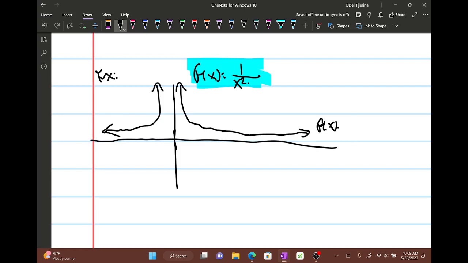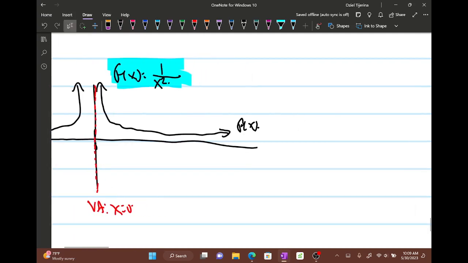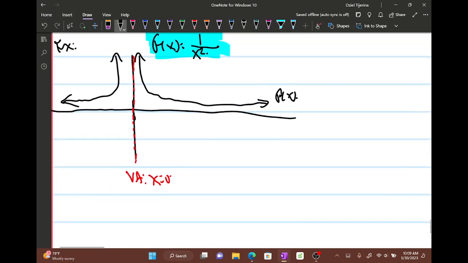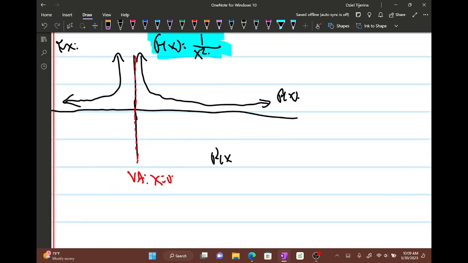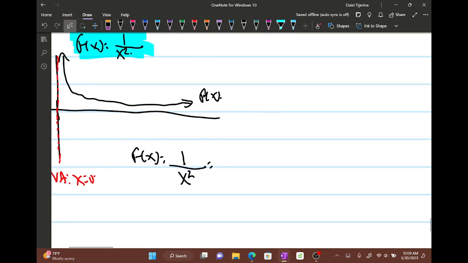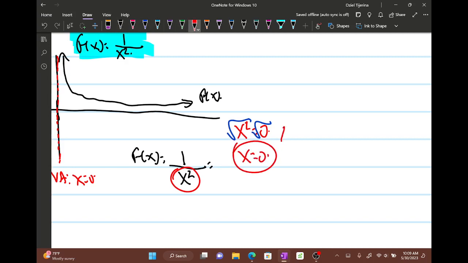Now, obviously, we have a vertical asymptote at x equals 0, because if you remember from algebra, to find the vertical asymptote of this function, we say 1 over x squared, and I'm going to make the denominator equal to 0, so x squared equals 0, and then to solve for x, I'll just take the square root of both sides. I'm going to get x equals 0. And this is my vertical asymptote.